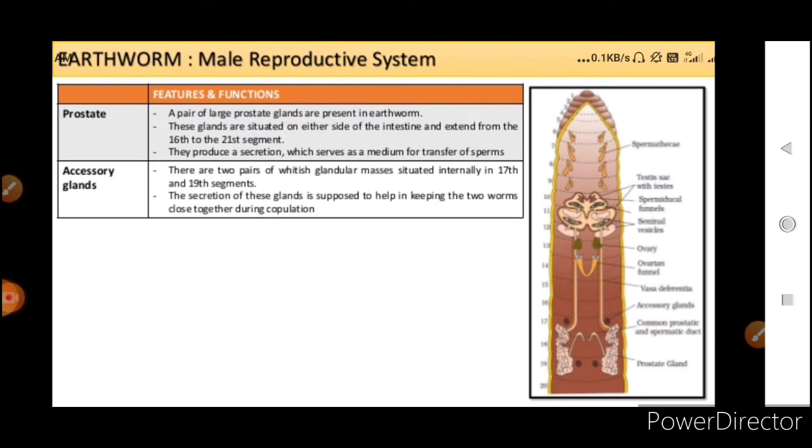So there is a prostate gland, it is also present in human male. A pair of large prostate glands are present in earthworm. These glands are situated on either side of the intestine and extend from the 16th to 21st segment. They produce a secretion which serves as a medium for transfer of sperms.